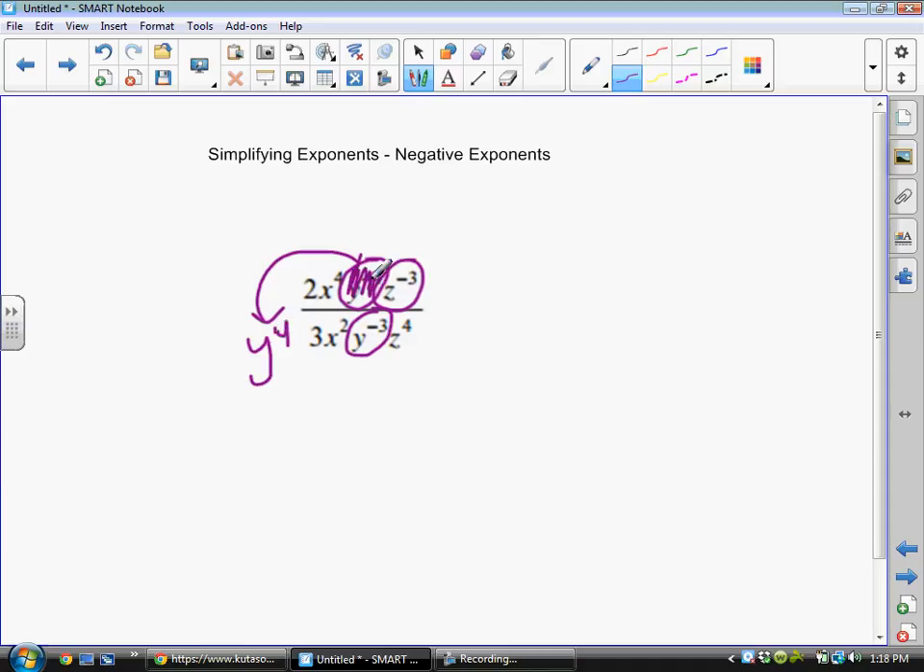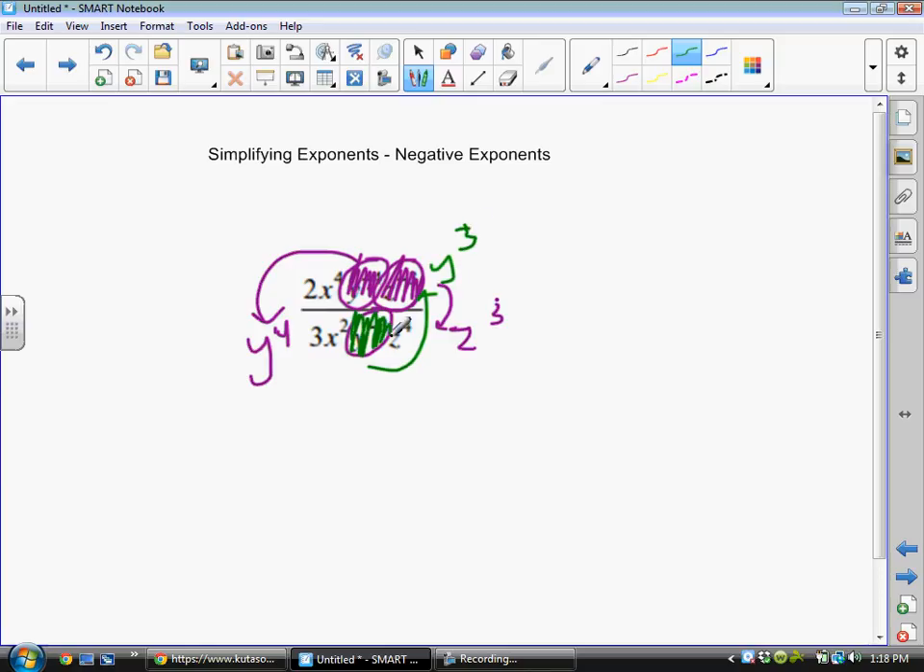I'm going to move this z to the negative 3rd. It's going to become z to the positive 3rd. Right, because I'm moving it to the bottom. That gets rid of the negative. So that's not there anymore. Now I need to move this thing up to the top. Y to the positive 3rd.